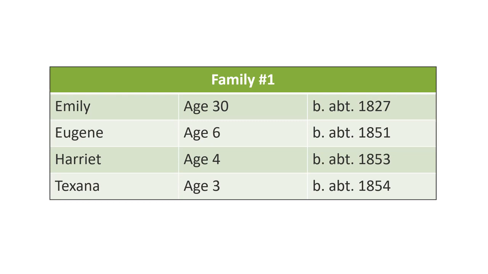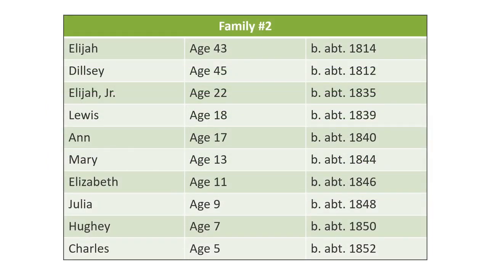So, the first family mentioned in the probate file was the family of Emily, with her 3 children, Eugene, Harriet, and Texana. The second enslaved family was that of Elijah and Dilsey, with their children Elijah Jr., Lewis, Anne, Mary, Elizabeth, Julia, Huey, and Charles.